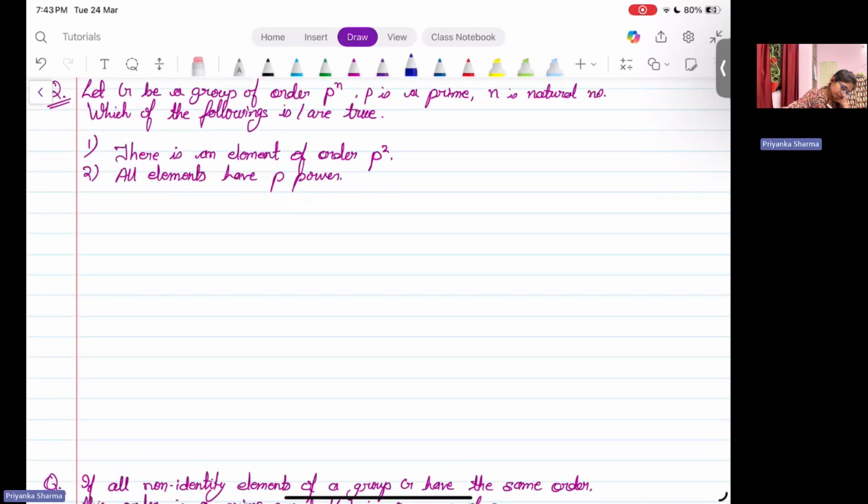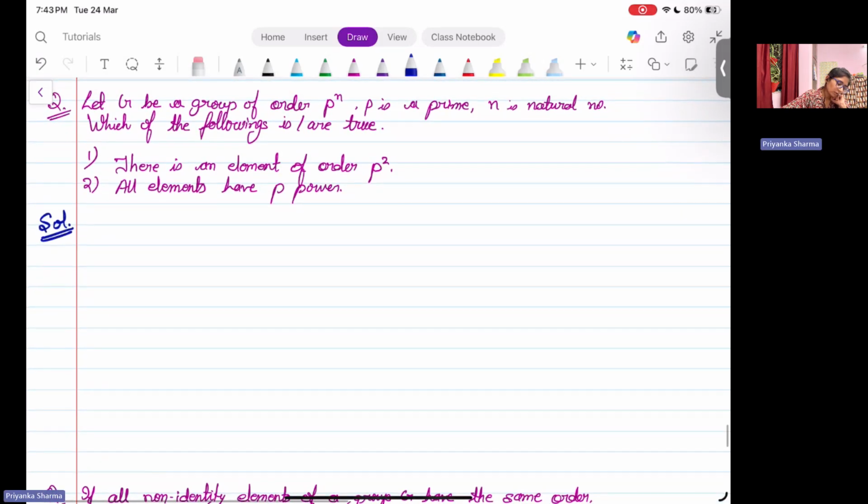Now consider this question. Let G be a group of order p^n, where p is a prime and n is a natural number. Then which of the following are true? So let the order of G be p to the power n.